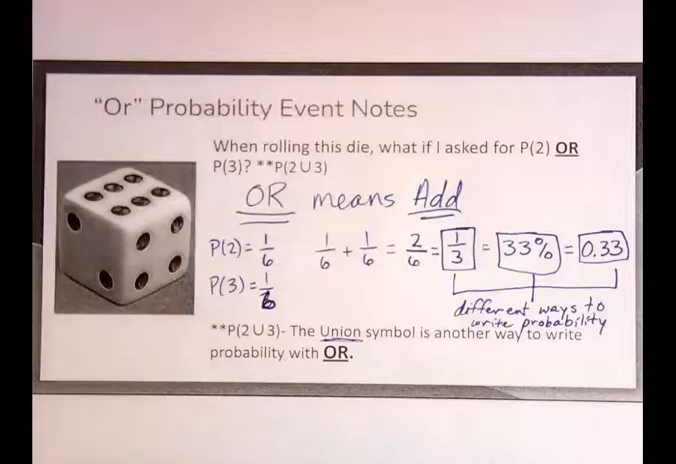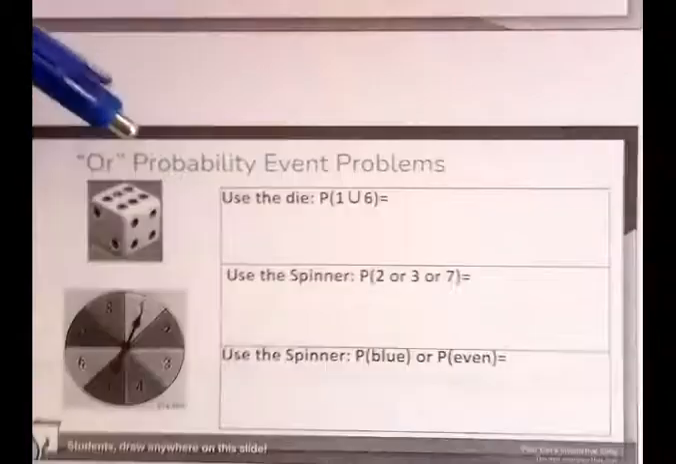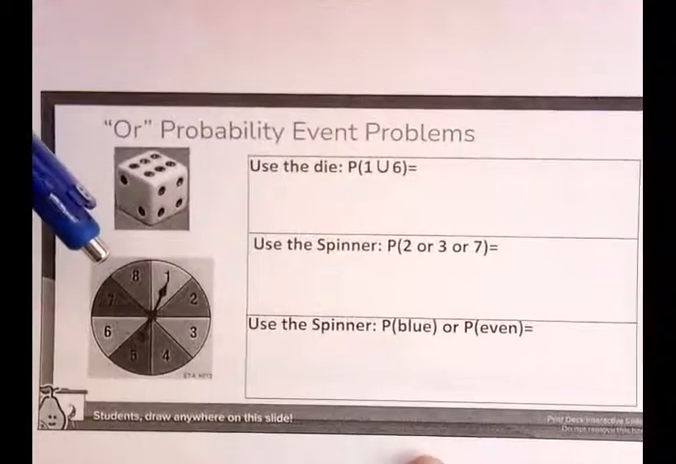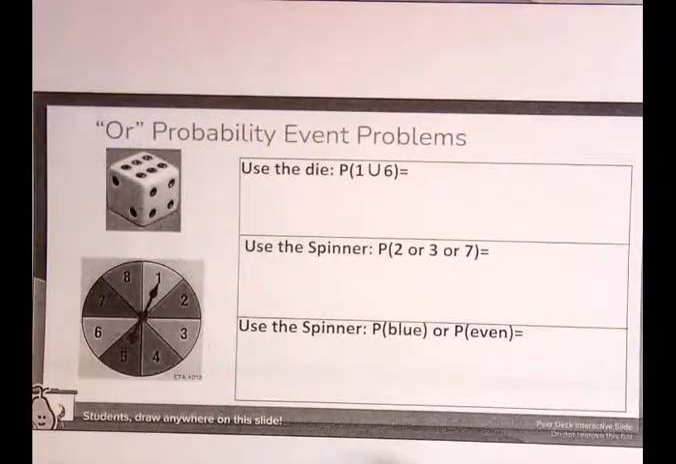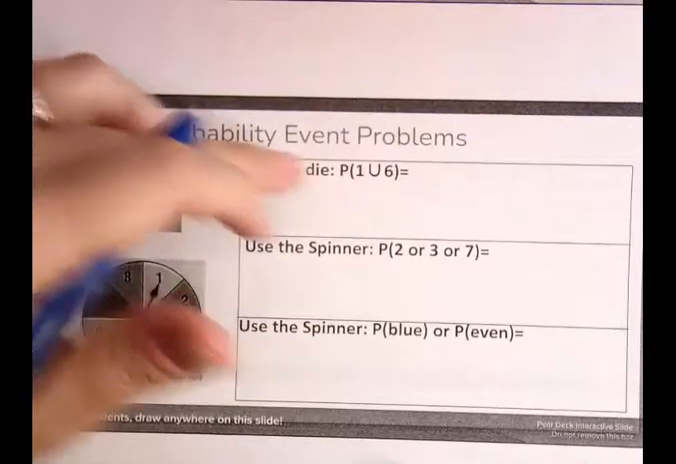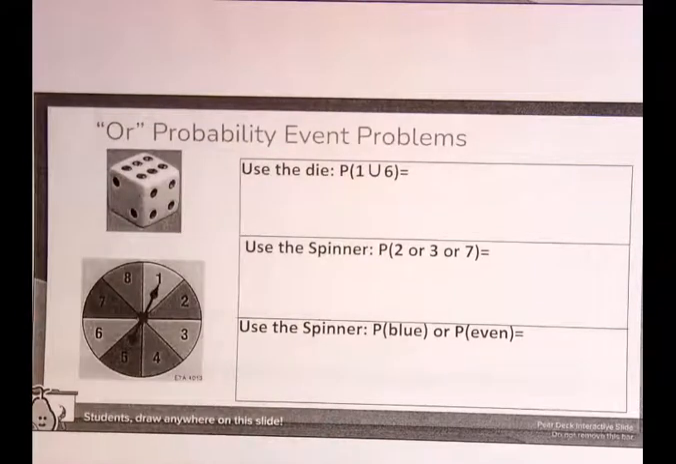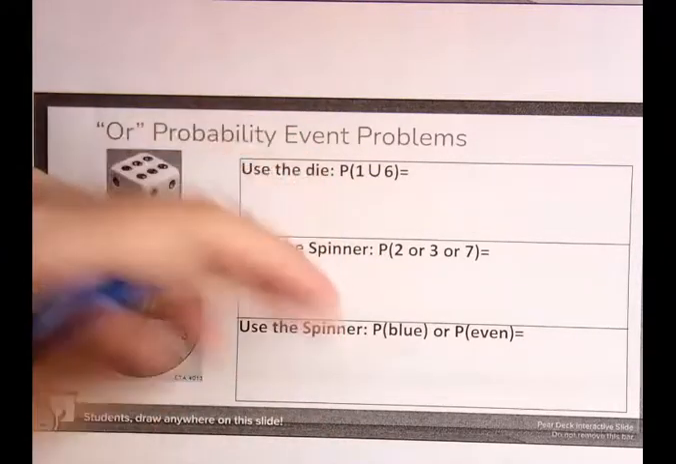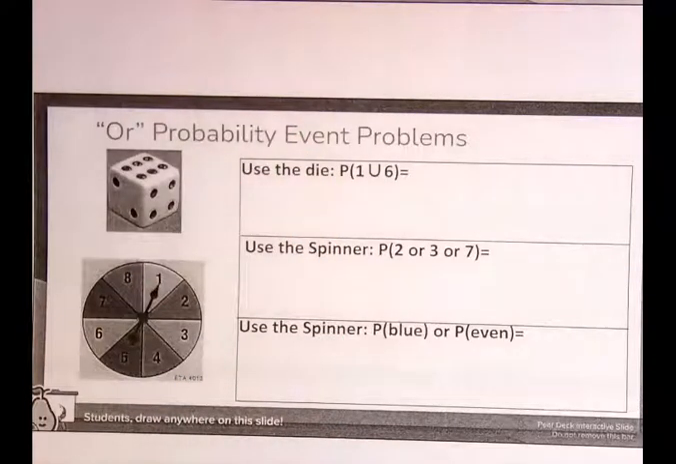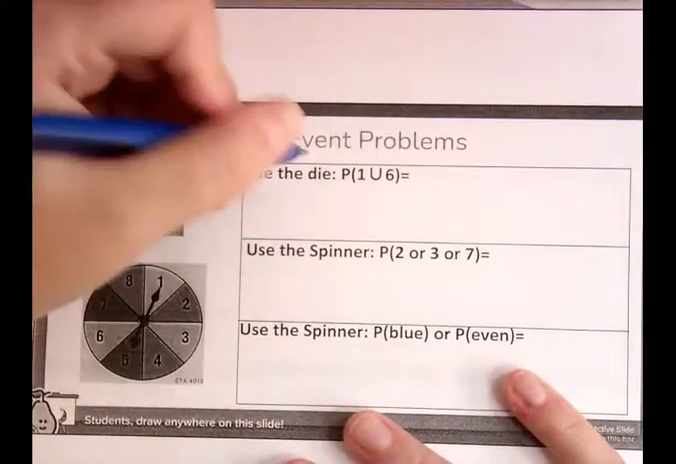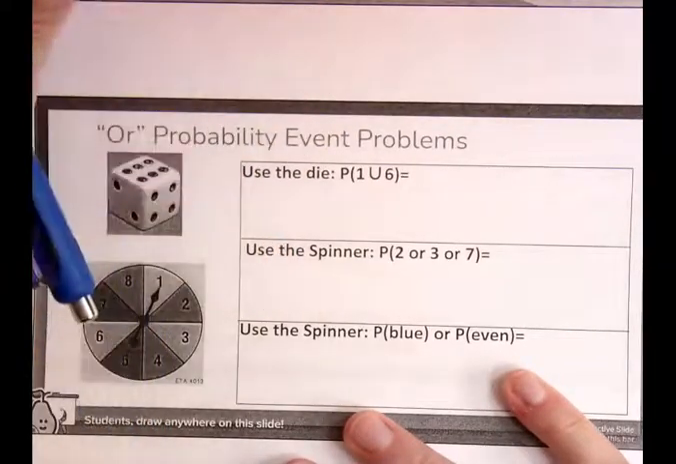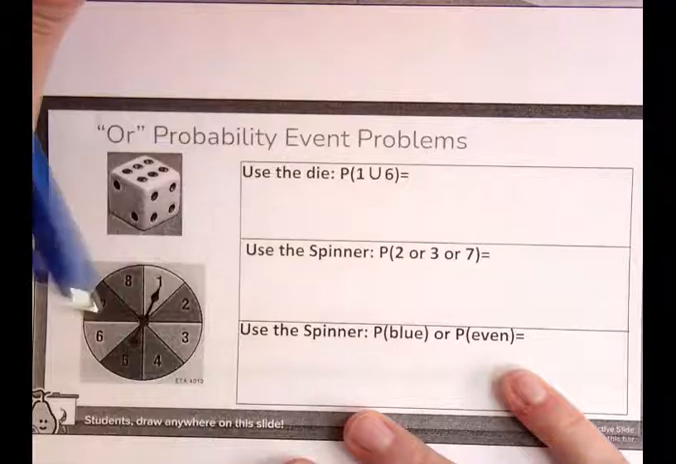Okay, that is the gist of OR probability. So let's do some examples. All right, I'd like you to stop the video right now and try to figure out what's the probability of a 1 or a 6. Okay, and I'm just showing you all the different ways that you can write it. The probability of a 1 or a 6 is this. Pause it if you haven't already figured this out and then come back.